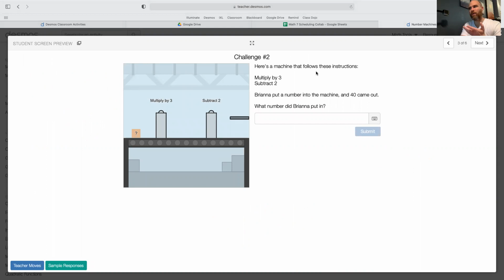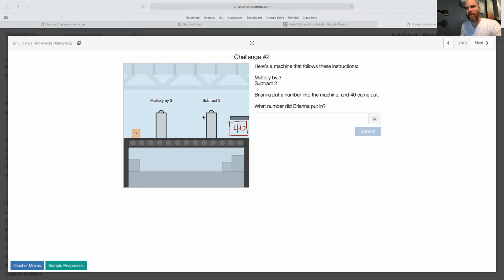All right, so challenge number 2 is another machine where we know the output, but we don't know the input. So we're going to have to put this machine in reverse to figure out what number went into it. The instructions tell us that 40 came out of the machine. So our output over here is 40. Some number is going in, being multiplied by 3, and then subtracted by 2, and we get 40.